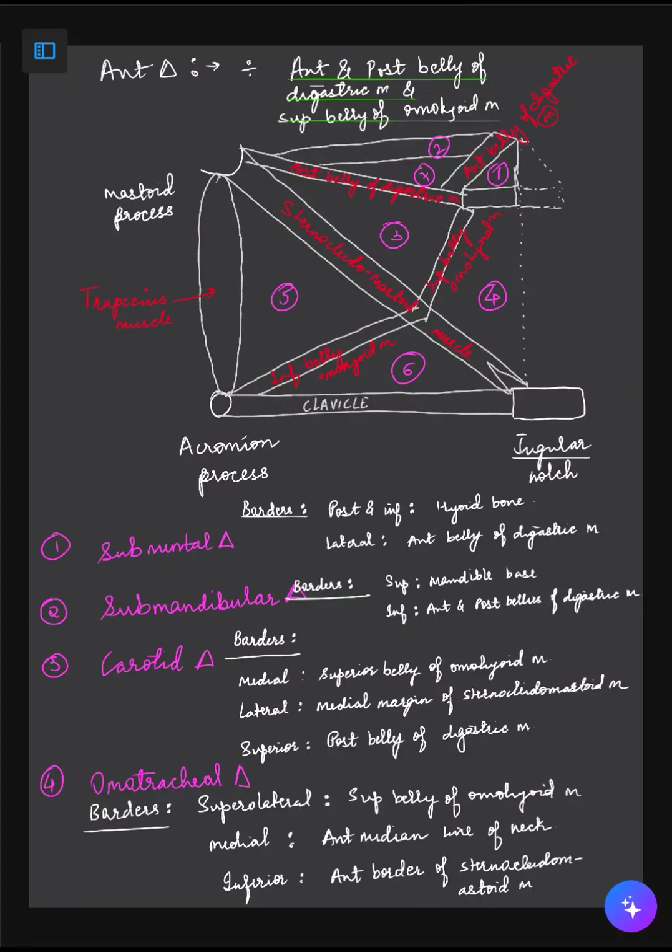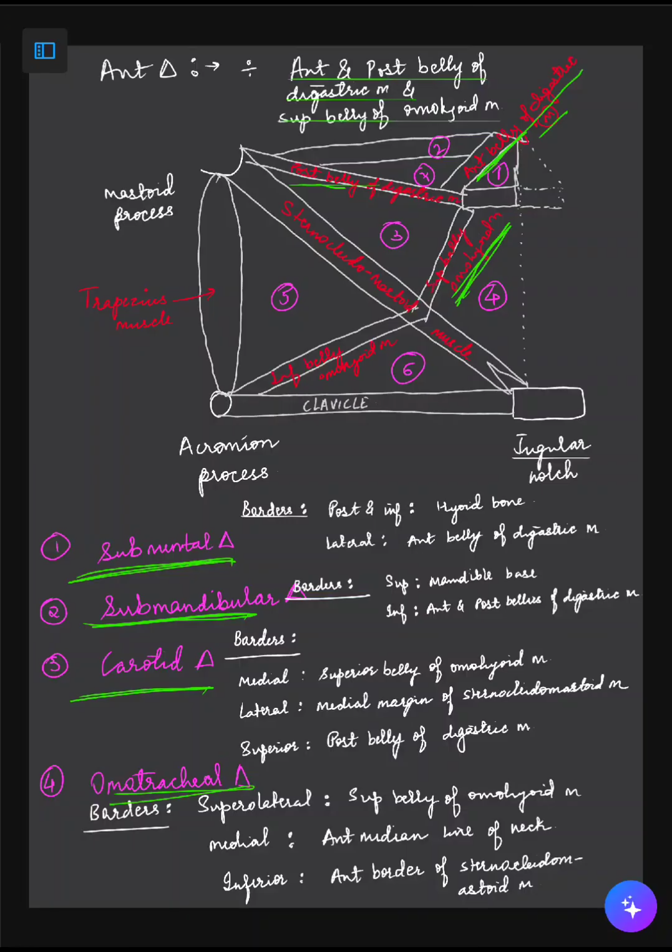Now in this diagram, check where the anterior and posterior belly of the digastric muscle are. See, the anterior belly of the digastric muscle, the posterior belly of the digastric muscle, and the superior belly of the omohyoid muscle. Now this is the anterior triangle. It is divided by these muscles. Because of this, what triangles are forming? The submental triangle, submandibular triangle, carotid triangle, and omotracheal triangle.